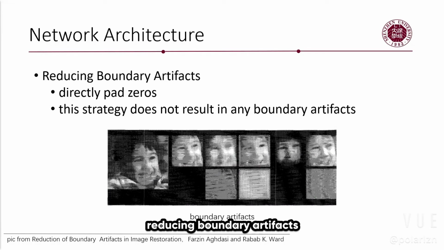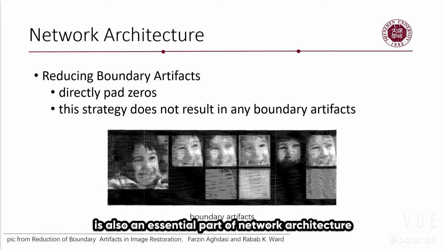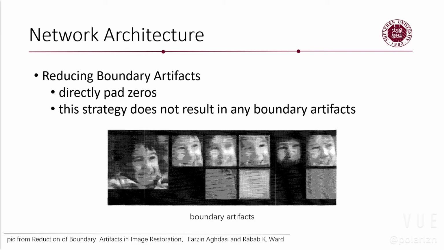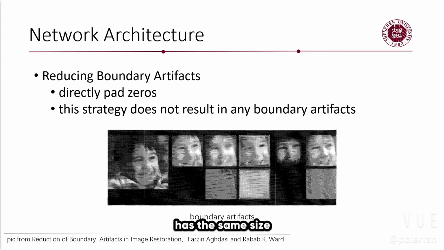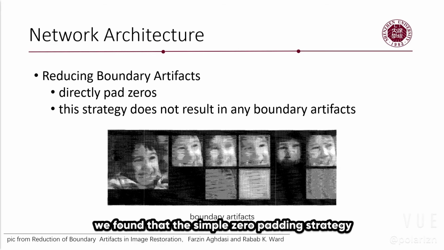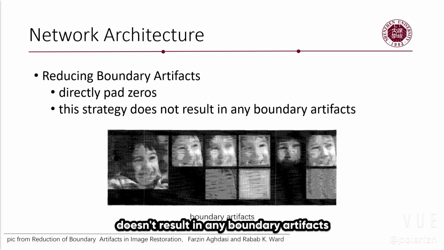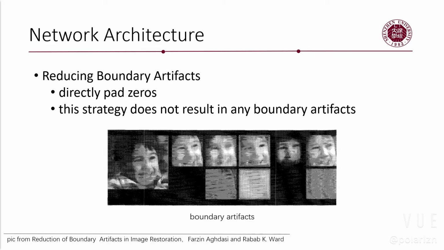Reducing boundary artifacts is also an essential part of network architecture. In this model, we directly pad zeros before convolution to make sure that each feature map of the middle layers has the same size as the input image. Then, we find that the simple zero padding strategy doesn't result in any boundary artifacts. This good property is probably attributed to the powerful ability of the DnCNN.